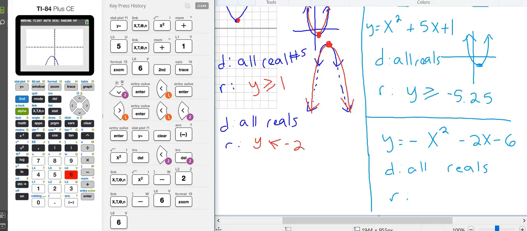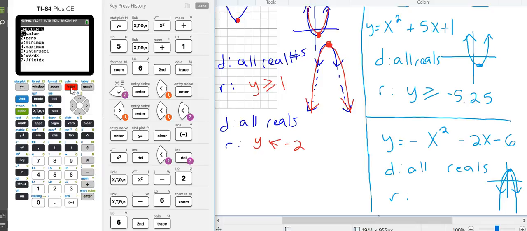Now we see where our maximum point is. We see that the parabola opens downwards, so we have a maximum point. And our range is going to be this maximum point and everything that's less than it, because the parabola keeps on going downwards. So we're going to have the calculator tell us what is the maximum point. We're going to go back into the calc menu, so second trace for the calc menu. Scroll down to 4 for maximum.